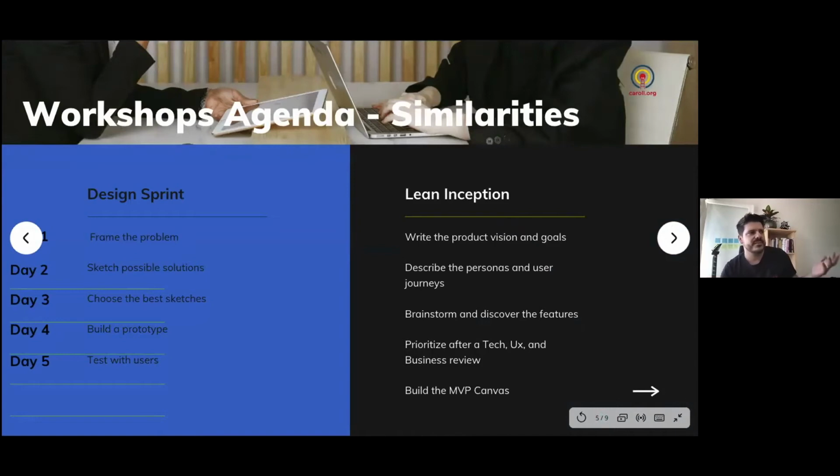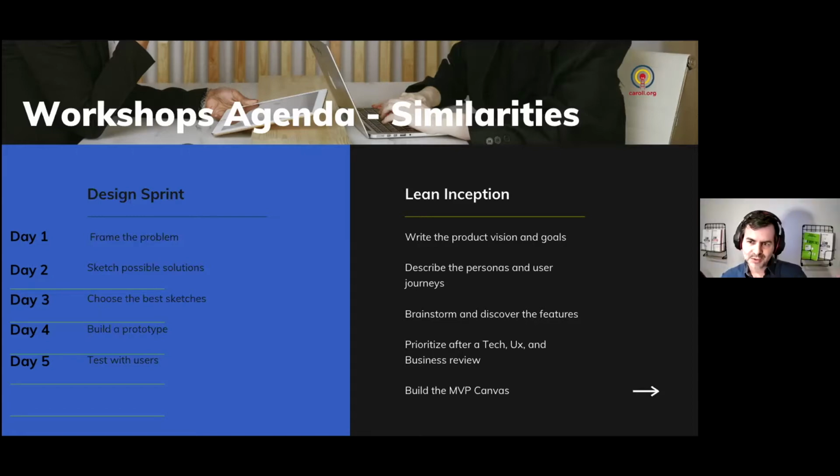Similarities around the agenda. So what we have, as I mentioned, is that the first and second day is, well, mostly first day is framing the problem. In Lean Inception, write the product vision and goals, Paulo, right? Yeah, I think they're both about getting the context right. In both cases, design sprint and inception, things happen before you are in that collaborative week, right? So the first days are about getting that alignment more from the business perspective. I see the similarity in both.